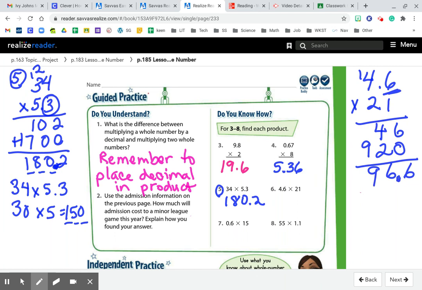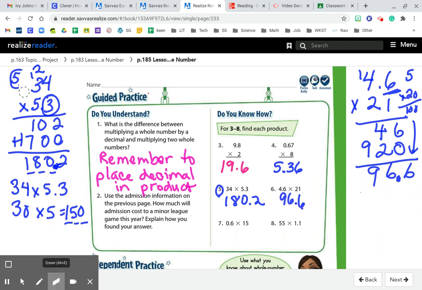And if we were trying to figure this one out, we would say, round that to 5 and that to 20. So my answer should be around 100. And does that look reasonable? Yes, it definitely does. So 96.6.